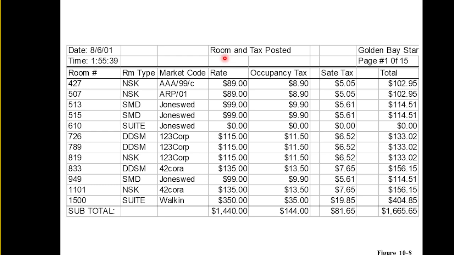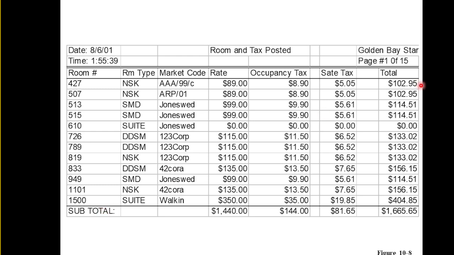posting. As you can see, you have here page 1 of 15, but I have only included the most basic and the most important things in these pages. Okay, so we have 3 slides for this one. I'll be discussing this one as well. So first and foremost, as you can see, you have the room number. So 427, 507, 513, and so on and so forth.